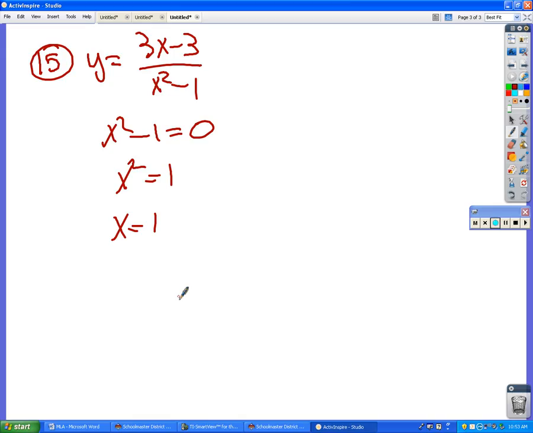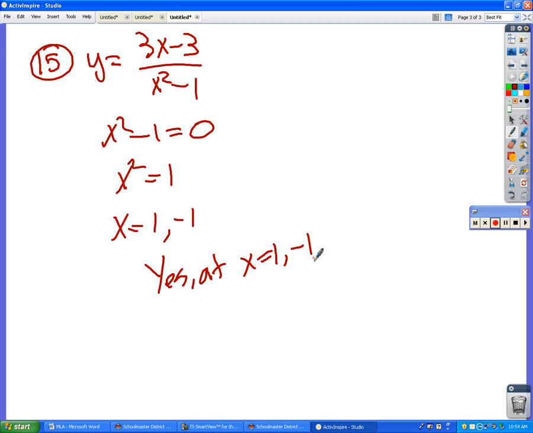Plus or minus 1, yes. x equals 1 or negative 1. 1 times 1 is 1. Negative 1 times negative 1 is also 1. So there are 2 solutions. So our first answer is yes, and the second answer is x equals 1 and negative 1.